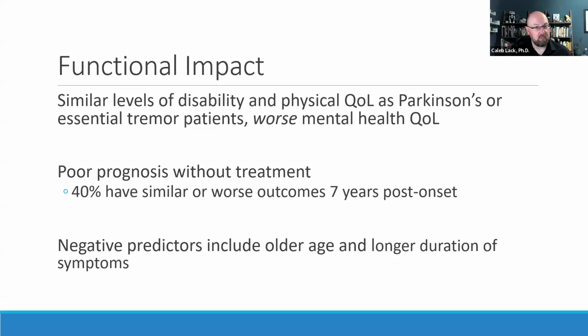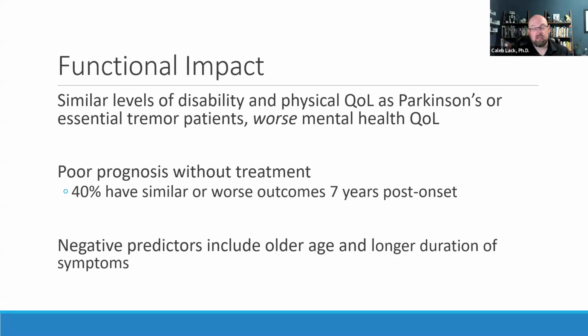So without treatment, we don't seem to have very good prognosis. So in other words, this isn't something that just kind of naturally remits in most people. Our long-term studies that have looked at this have seen that about 40% of folks have either similar or worse outcomes up to 7 years after the onset of those symptoms. So again, for most folks, this is not something that's just going to naturally go away without some sort of intervention or treatment.